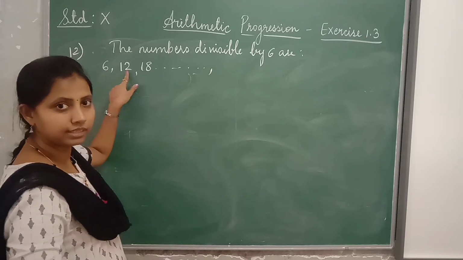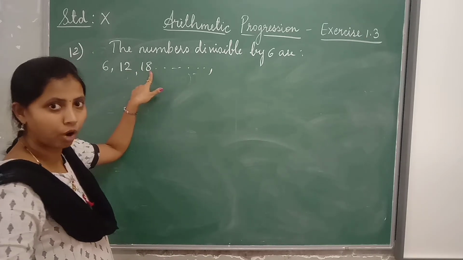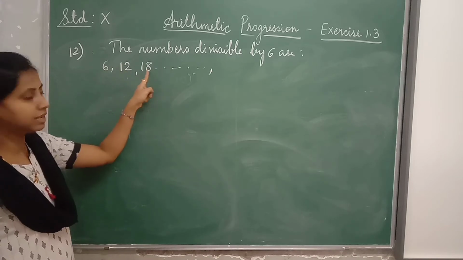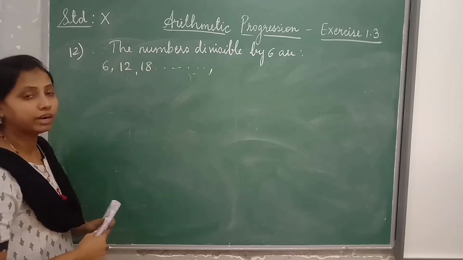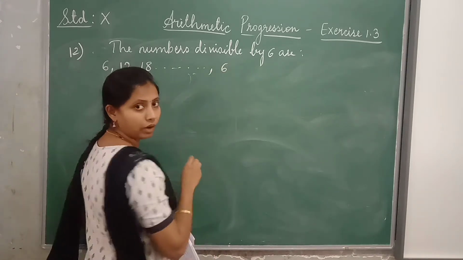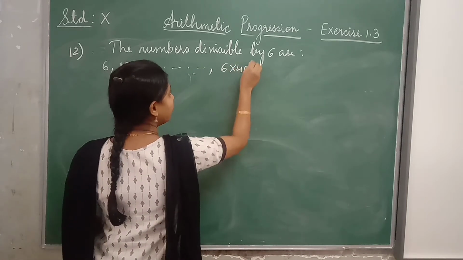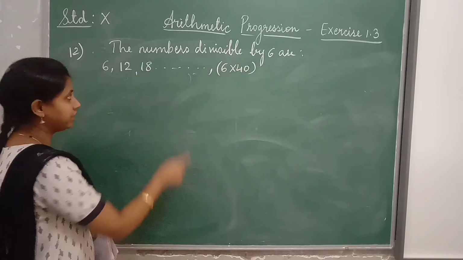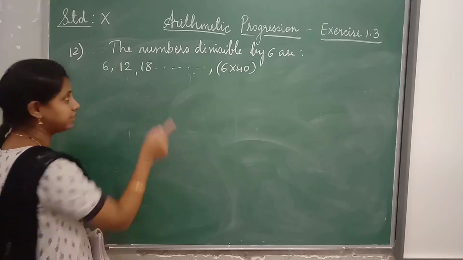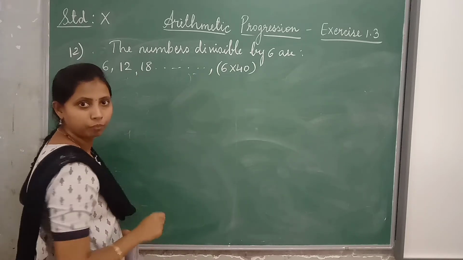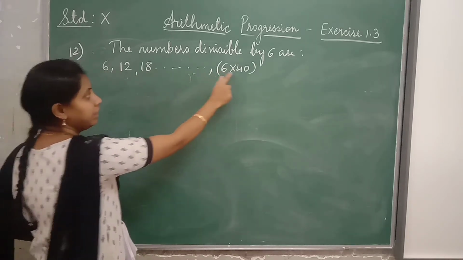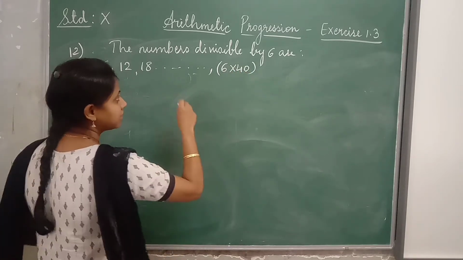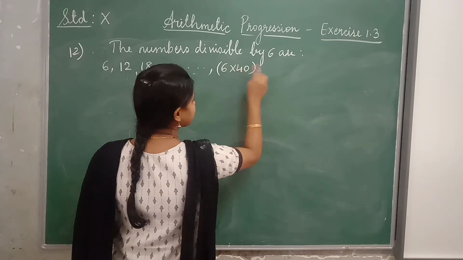Till where? 40 positive integers. First positive integer, second positive integer, third positive integer. How do you get? 6 ones are, 6 twos are, 6 threes are, like this. 40 positive integers means the last one will be 6 into 40. Okay children, we have to find the sum of 40 positive integers divisible by 6. So it begins from 6, 12, 18 till 6 into 40. So the last term will be nothing but here 6 fours are 24.